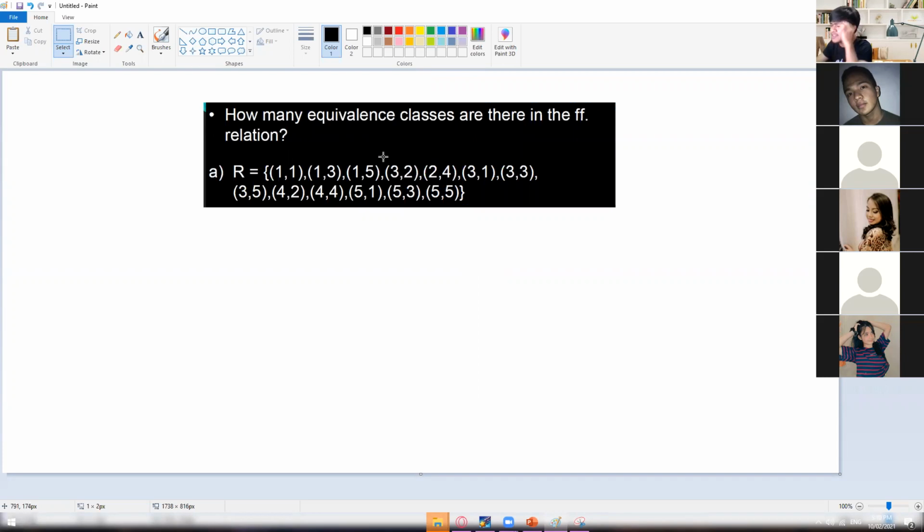Pay attention to this one, since this is the most complete example when it comes to equivalence classes. You can see right here we have a relation. The question is, how many equivalence classes are there in the following relation? The first thing that you need to do is list all of the distinct elements. In other words, we have to form the superset from this relation.